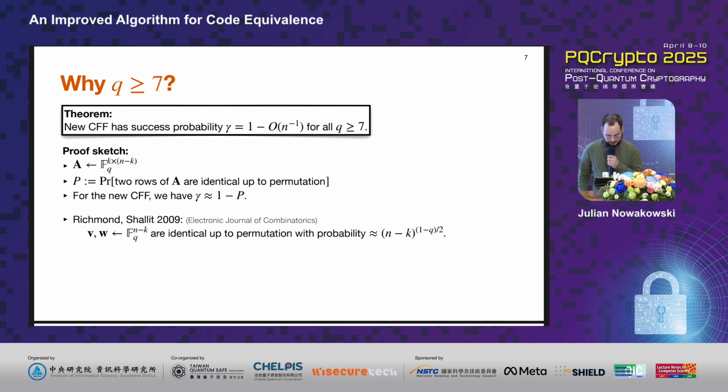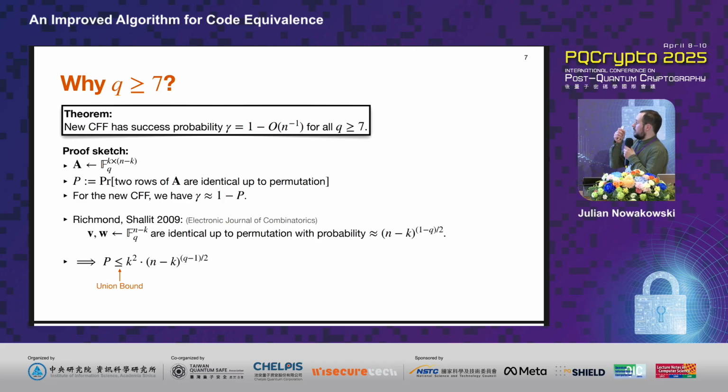Now to determine the success probability of the canonical form function, we just have to compute an upper bound on p, right? To do this, I used a result by Richmond and Shallit from 2009, published in the Electronic Journal of Combinatorics. They showed that if we sample two vectors v and w from F_q to the n minus k, then they are identical up to permutation with probability basically (n minus k) to the power of (1 minus q) over 2. So that gives us a bound on our probability p.